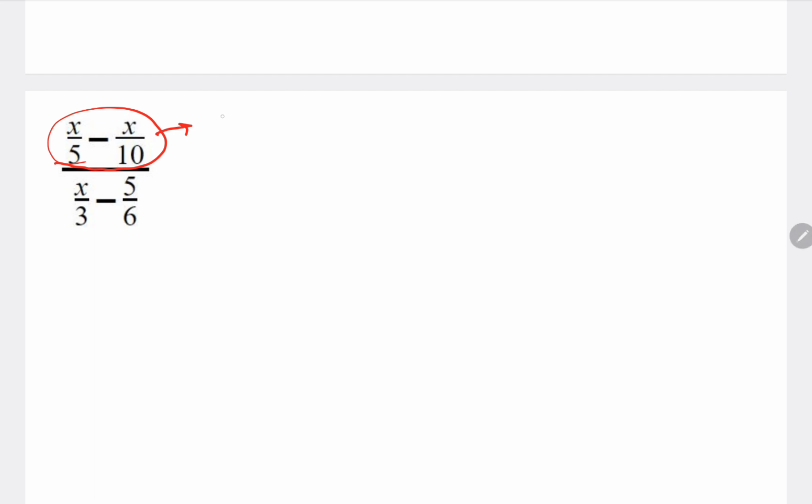So with the numerator, I have x over 5 minus x over 10. It's not a common denominator, but I can get a common denominator easily by multiplying by 2 over 2 to the first fraction. When I do that, I get 2x over 10 minus x over 10. And when I combine those numerators together, I get x over 10.